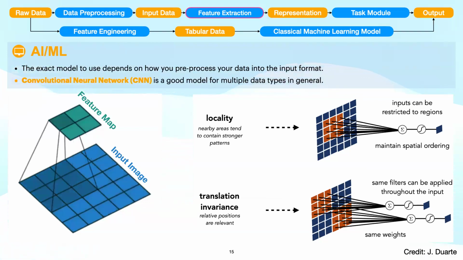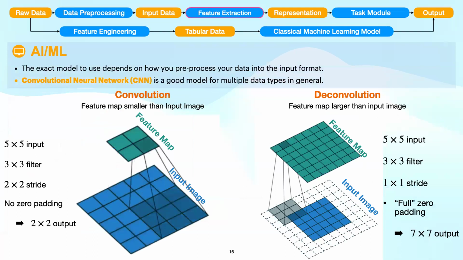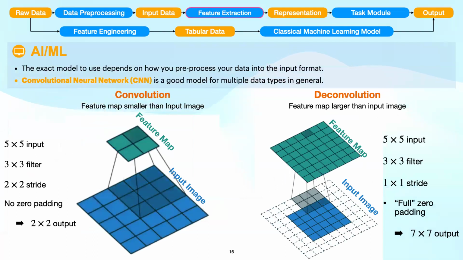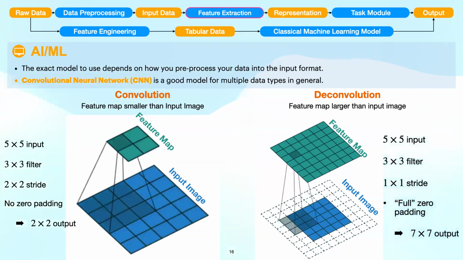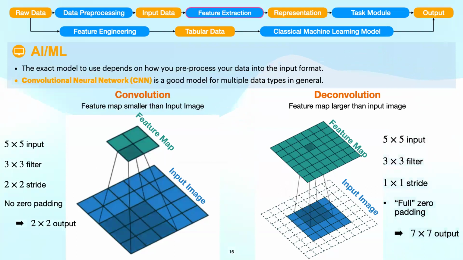So the same filter can be applied throughout the entire input. So these are the advantages of convolutional neural network. As I mentioned earlier, a convolutional layer can usually decrease the size of the input image. So your input is 5 times 5, and if you scan a 3x3 filter with a 2x2 stride, each time the filter moves by 2 units. In this case, your output is a 2x2 feature map, as you can see on the left.